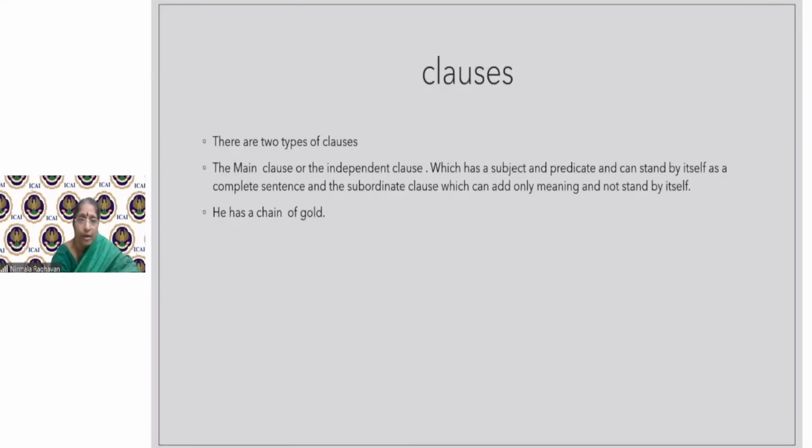Now, the main clause or the independent clause. The clauses are of two types: main clause or independent clause, and subordinate clause. A main clause has a main verb in it. You can have two independent clauses, each with a subject and a predicate, which can stand by itself as a complete sentence. And the subordinate clause can add only meaning and cannot stand by itself.